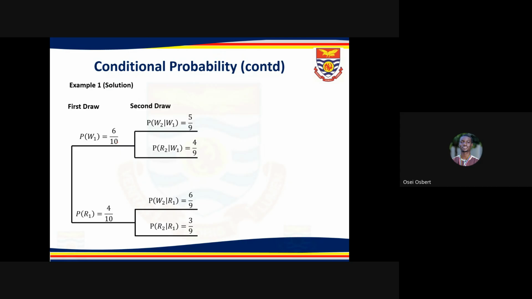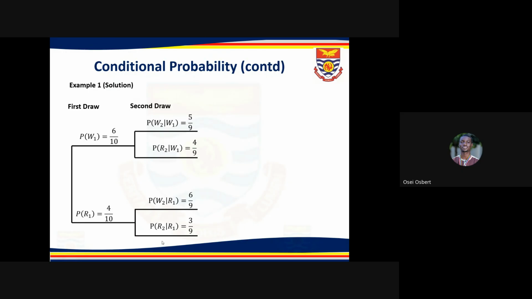The probability that we will have red, given that white has already been drawn, is 4 on 9. The probability that we have white, given that red has already been drawn, is 6 on 9. The probability that we have red, given that red has already been drawn, is 3 on 9. So using the tree diagram, we can continue. Since we are interested in the probability that the second ball is red, given that the first ball selected is white, we can simply look at the tree diagram. That is the probability of red, given that white has been selected, which is 4 on 9. That will be the answer we are after.